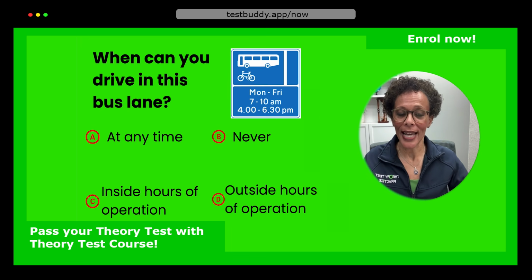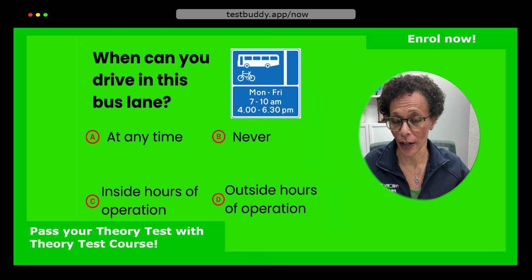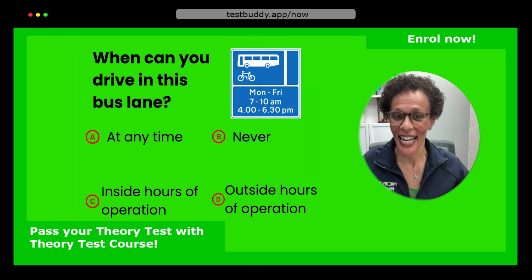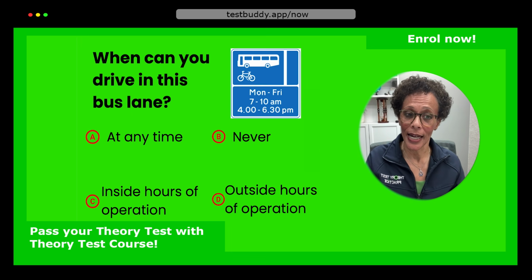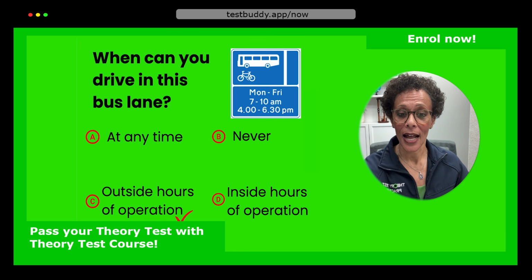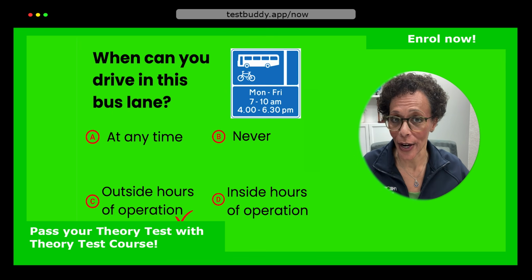Well, if there were no days and times on this sign, it would mean it was a bus lane all the time, 24 hours a day. And that would mean you could never drive in the bus lane. But it's not a bus lane 24 hours a day. It's a bus lane Monday to Friday, 7 till 10 o'clock in the morning and 4 till 6:30 at night. So those are the times and the days it's a bus lane. Saturday and Sunday, it's not a bus lane, you should drive in it. After 6:30 at night, it's not a bus lane, you should drive in it. So you can drive in the bus lane outside its hours of operation.